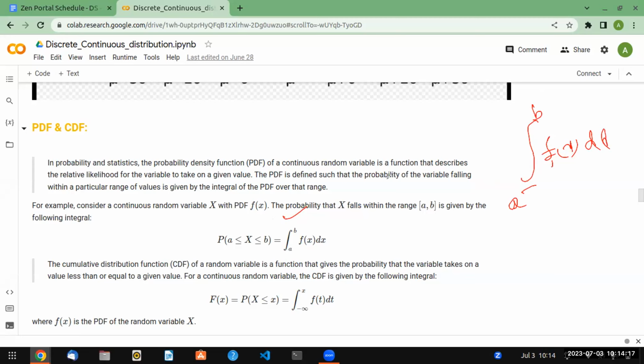This is just to showcase what happens. If you want to understand the PDF in a certain range, you take integration's help to do that, with the function f of x dx, and here x will vary from A to B. Now it depends on the function how you do the integration. Let's not go into the integration part. That is purely mathematics.